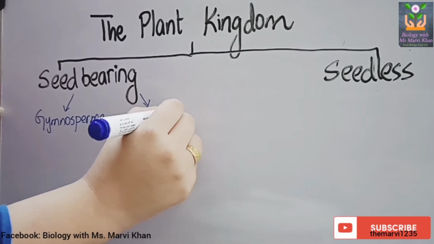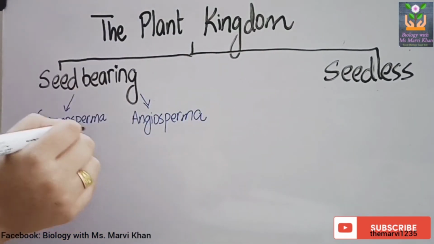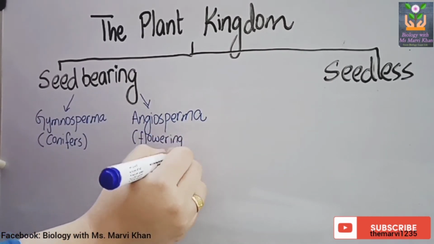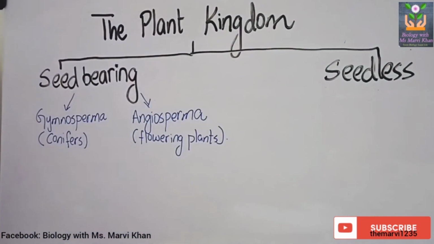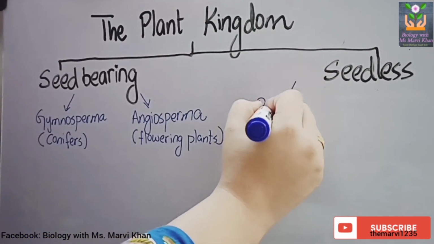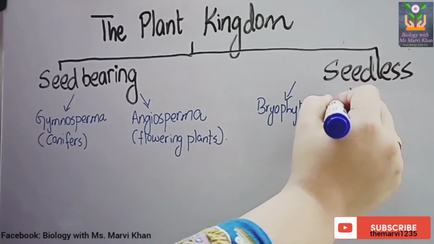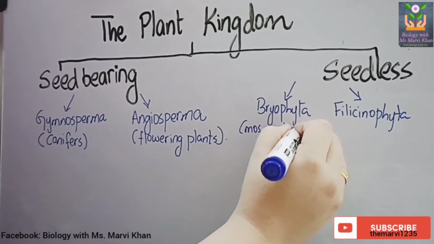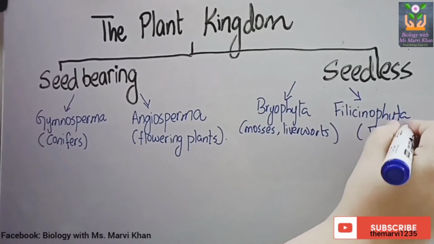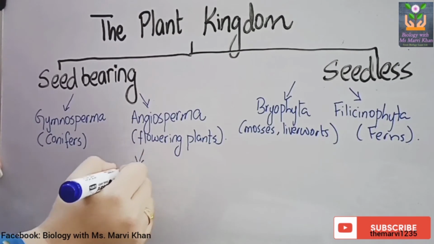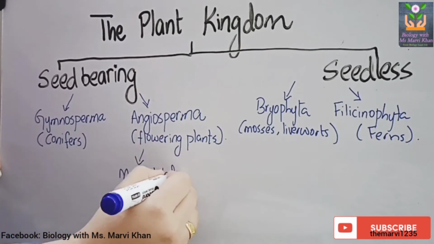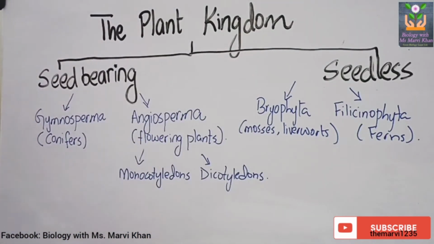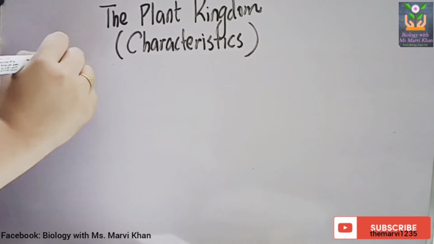Seed-bearing plants can be further subcategorized into Gymnosperms and Angiosperms. Gymnosperms are the non-flowering plants and Angiosperms are the flowering plants. Gymnosperms usually consist of conifers, and Angiosperms consist of all of the types of flowering plants. Seedless plants include Bryophytes and Pteridophytes. Bryophytes include mosses and liverworts and Pteridophytes include ferns. The seed-bearing class Angiosperms can be further subcategorized on the basis of presence of seed leaves into Monocots and Dicots.